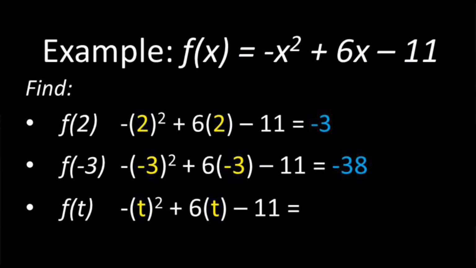And f of t, these are some things that you'll run into in your math classes. You have to plug in variables as opposed to numbers to get a new function. And that simply equals negative t squared plus 6t minus 11.